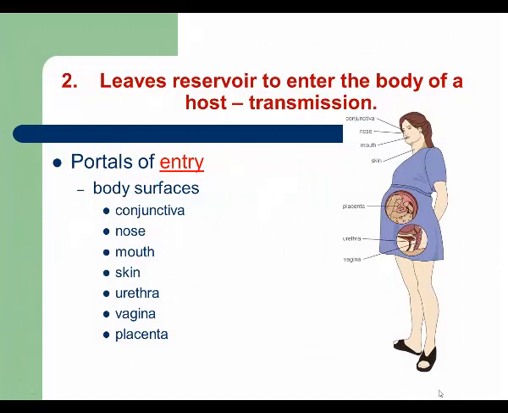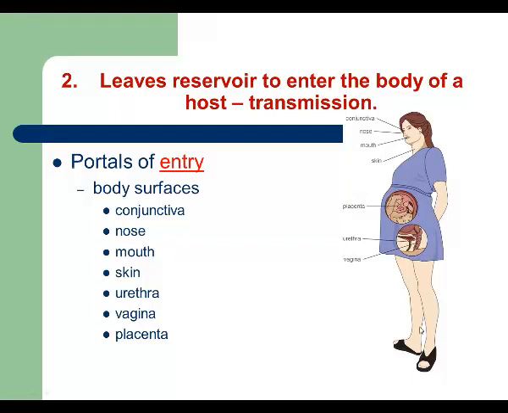Second virulent factor. Pathogens have to be able to leave a reservoir and enter the body of the host. It means next we are going to talk about portals of entry and modes of transmission. Let's start with the portals of entry. Portals of entry for infectious diseases will be body surfaces, mucous membranes of nose, mouth, conjunctiva, skin, mucous membranes of urethra, vagina, and placenta.